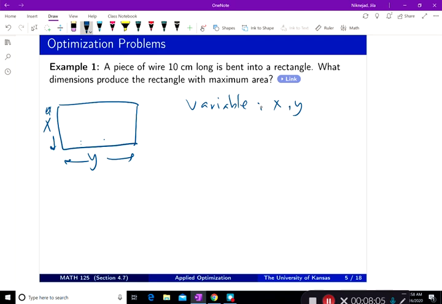Now, what is the problem asking? What dimension produces the rectangle with maximum area? So the objective function, what I want to maximize, is the area.